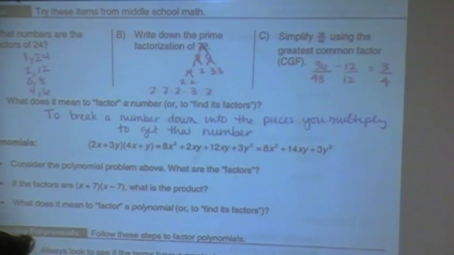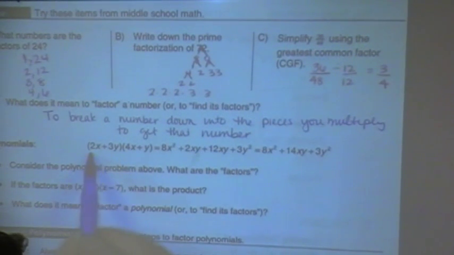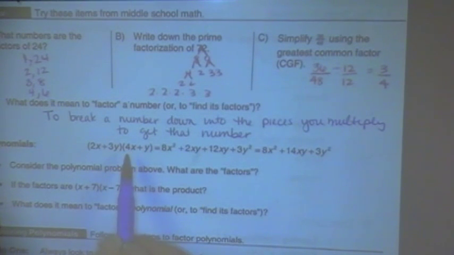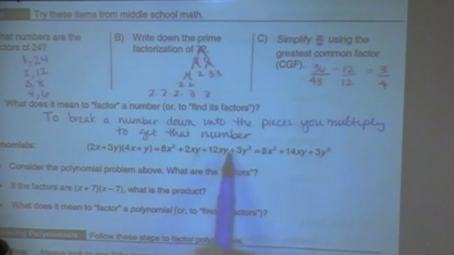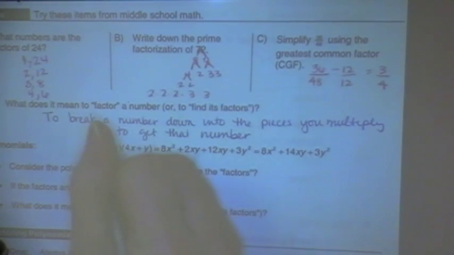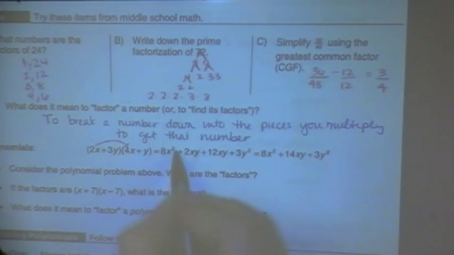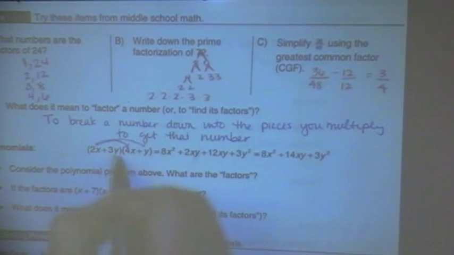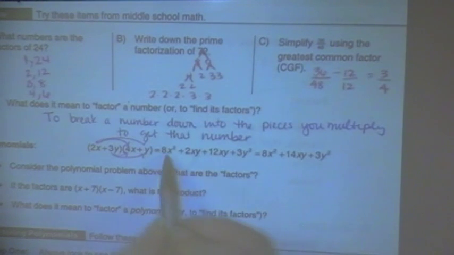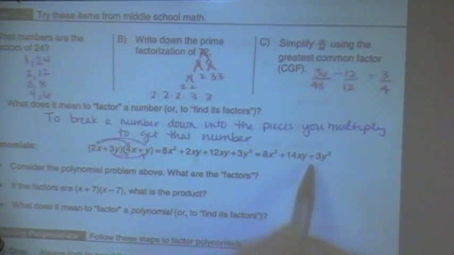So yesterday when we were doing our polynomials, we were multiplying two binomials, so we FOILed them or distributed them. They did that for us right here. Just make sure everybody's with me and following along, they multiplied 2x times 4x, and that's where they got 8x squared. And then 2x times y gave them 2xy, and then they did 3y times 4x and got 12xy, and then 3y times y would give you 3y squared. That's where this came from. That is just combining like terms.